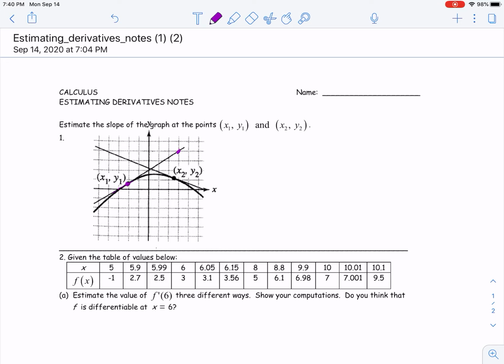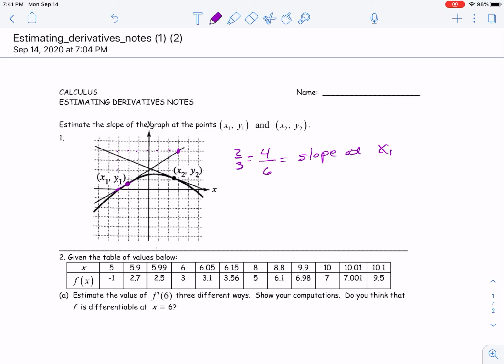And I said, well, it crosses at this point, and it looks like it crosses here, so it's 1, 2, 3, 4, 1, 2, 3, 4, 5, 6. So it went up 4 and over 6. So to me, that looks like the slope at x1. And you can clean it up to 2 over 3 if you want.